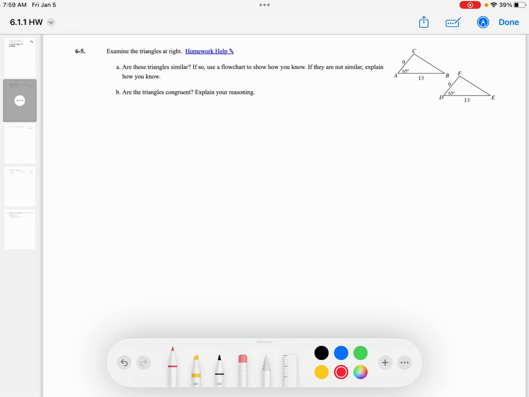Let's look at problem 6.5. Examine the triangles at right. Are the triangles similar? If so, use a flowchart to show how you know. If not, explain how you know. Let's just notice some things. These two sides, AC and DF, have the same measure. AB and DE have the same measure. And the measure of angle A and the measure of angle D are the same. Remember, for similarity, we have angle-angle, side-angle-side, or side-side-side. It looks like side-angle-side is going to work here.